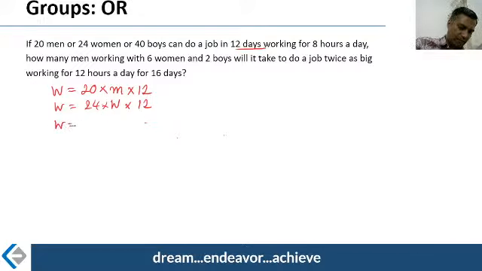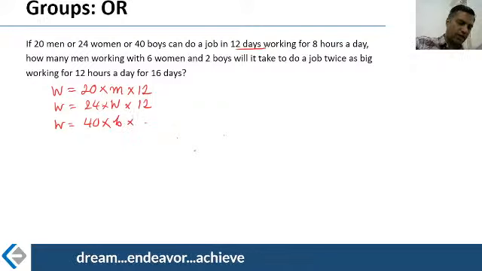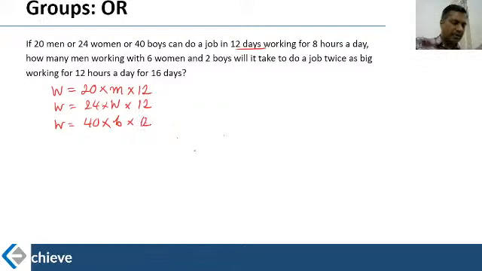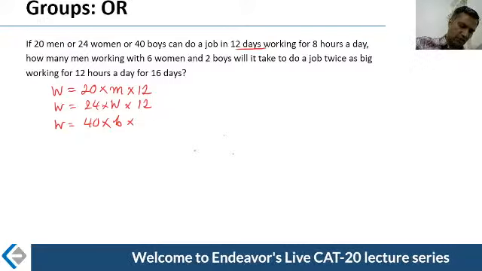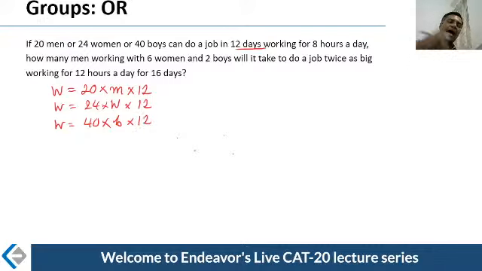Then again, the work can be defined as done by 40 boys. What is the efficiency of each boy? Let us call it B. So how many days? 12 days. Anyway, everybody is doing this work in 12 days only. Days are fixed. The author is saying that, look, days are fixed, but the amount of manpower has to change.